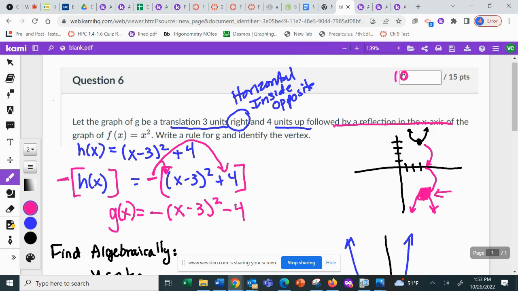But we need to think past stick a negative out front. Okay, we've got to actually think that negative has got to affect all of the vertical things. All vertical things get that negative when it's a vertical reflection. So the vertex would be 3, -4.